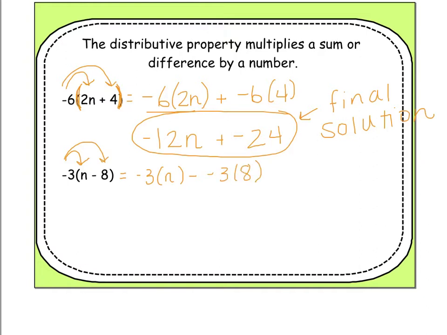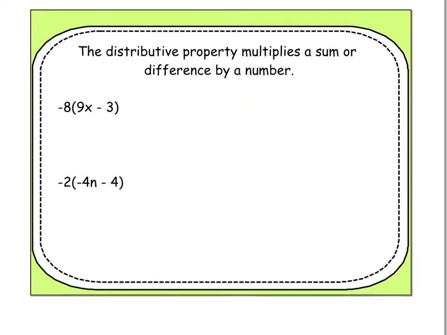Now notice, there are two minus signs next to one another, so we want to keep it, change it, flip it. -3 times n would give us -3n, and 3 times 8 gives us 24. This would be our final solution because we cannot add n's to not n's. They're not like terms. I'm going to do the same thing on the next slide.